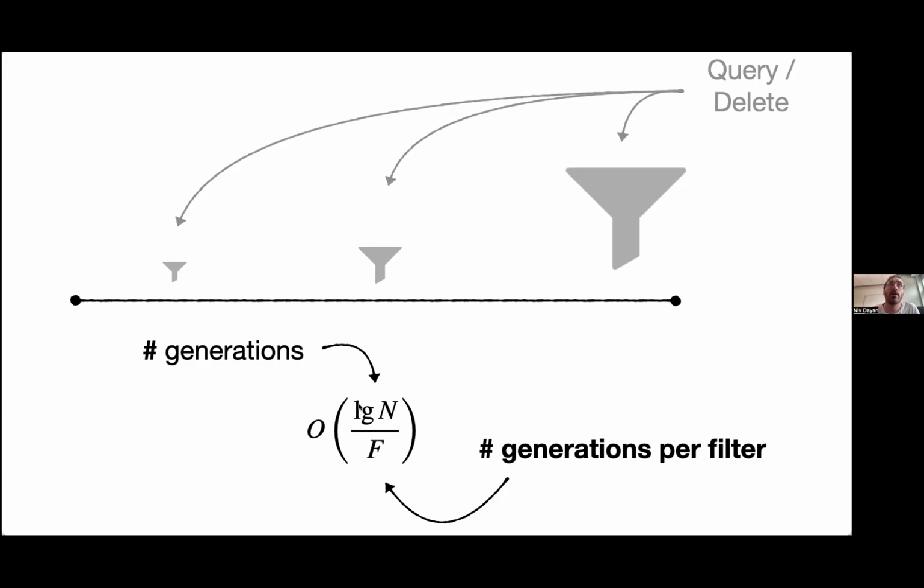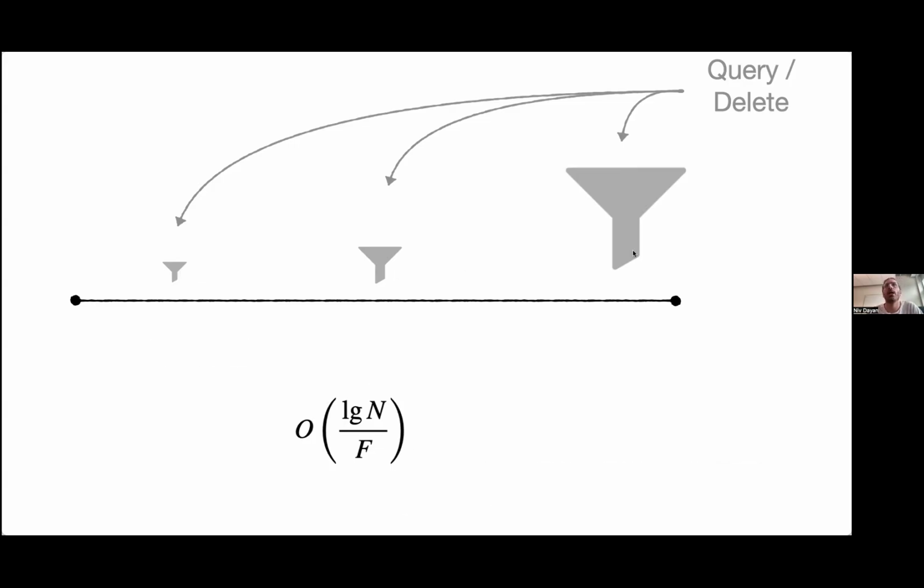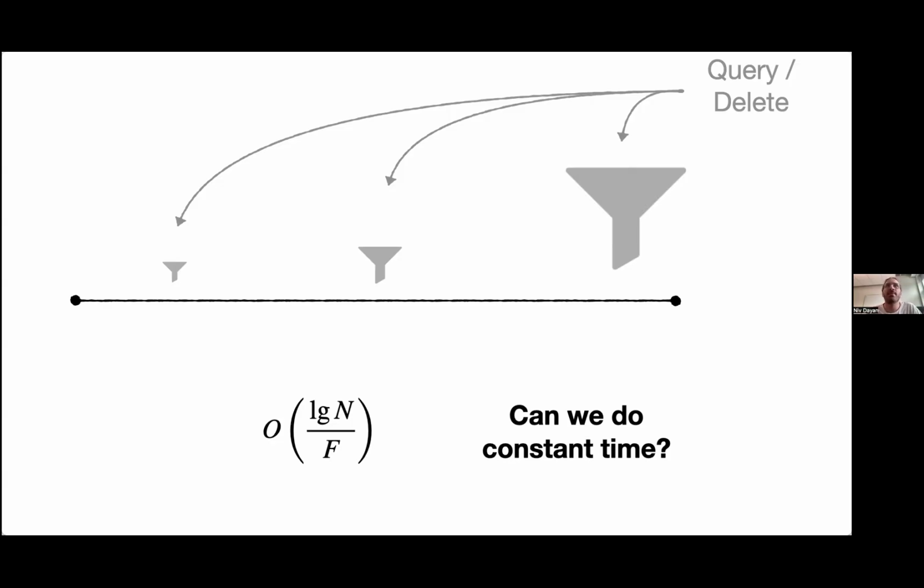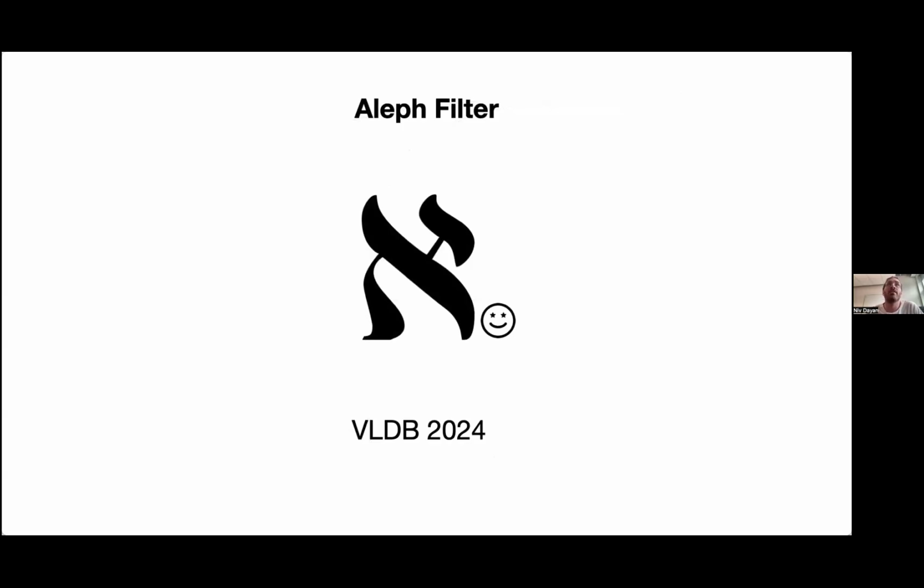The time complexity we get is log n divided by f, where f is the fingerprint size. The main intuition here is that each one of these filters stores multiple generations of entries across different expansions within the same filter. So the overall number of filters is much smaller than with chaining, but it still leaves something to be desired. We still wonder, can we actually just get constant time? Because it's nice to get constant time if we can. And that is really the motivation for Aleph filter, which is the paper that we had in VLDB last year.